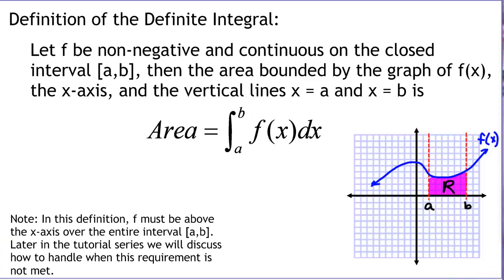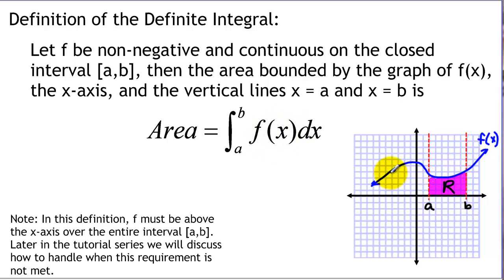Our first definition here introduces a new concept or term called definite integrals. And it says here that f is a non-negative function and continuous on a closed interval a to b. And if we have that situation, we can find the area that is bounded by that function, the x-axis, and the vertical lines x equals a and x equals b by using this notation here, which is referred to as the definite integral of f of x.